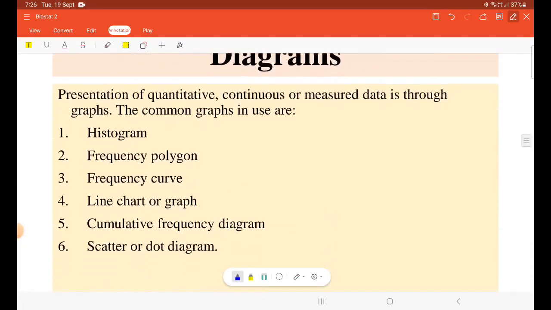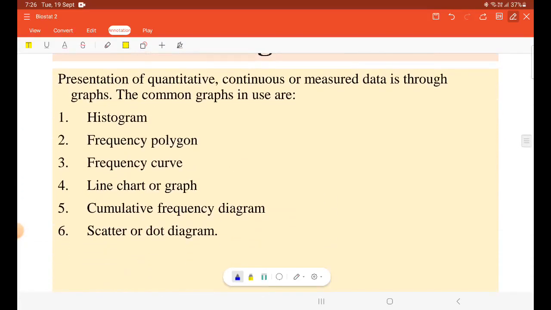Number 1 is your histogram, frequency polygon, frequency curve, line chart or graph, cumulative frequency diagram, then scatter or dot diagram. Okay, histogram, frequency polygon, frequency curve, line chart or graph, cumulative frequency diagram, scatter or dot diagram. These are the diagrams which are used.